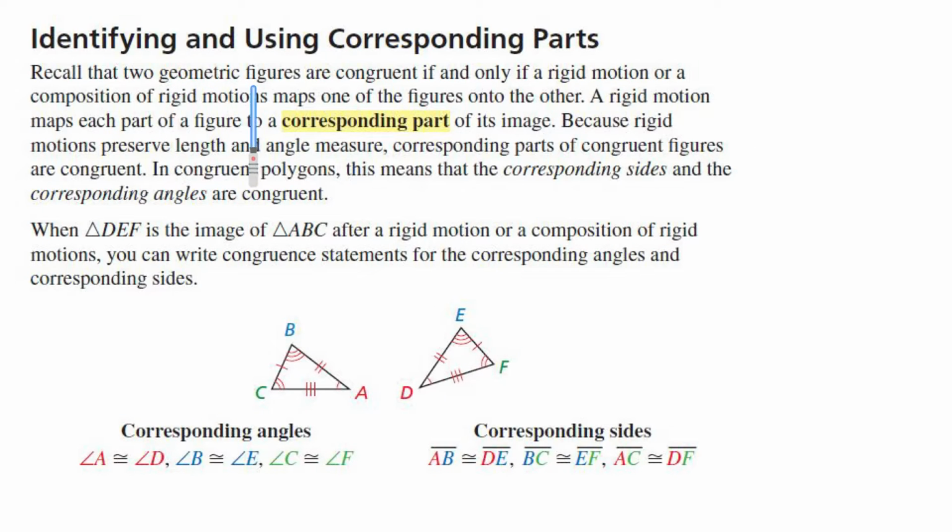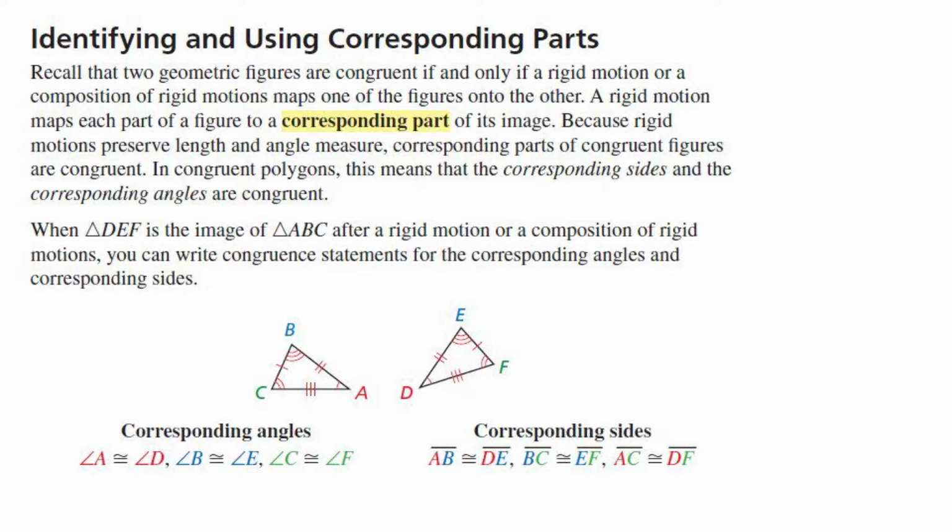If you remember, two geometric figures are congruent if and only if a rigid motion or composition of rigid motions maps one of the figures onto the other. A rigid motion maps each part of a figure to a corresponding part of its image. Because rigid motion preserves length and angle measure, corresponding parts of congruent figures are congruent. In congruent polygons, this means that corresponding sides and corresponding angles are congruent.